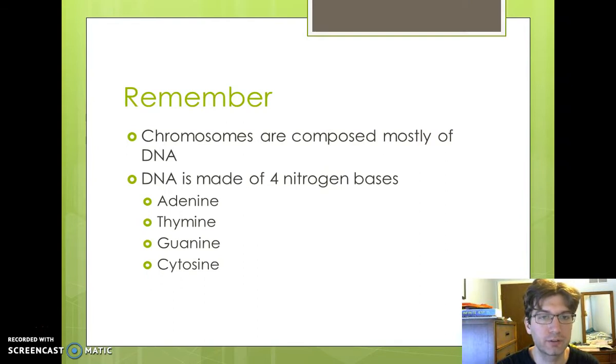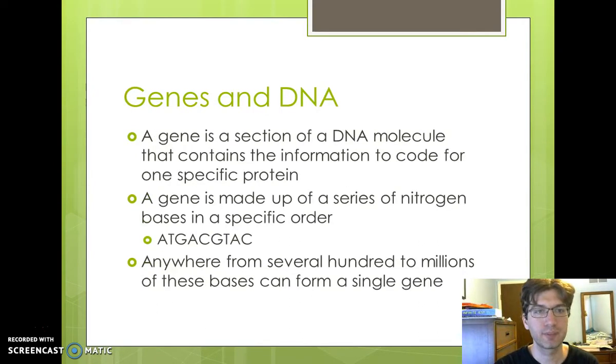Just as a reminder, chromosomes are composed mostly of your DNA. We wrap up our DNA into our chromosomes when we begin to go through mitosis. And our DNA is made up of four nitrogen bases: adenine and thymine pair, guanine and cytosine pair. A gene is just a section of the DNA molecule that contains information to code one specific protein.